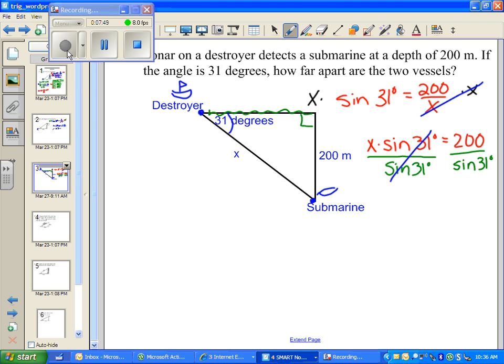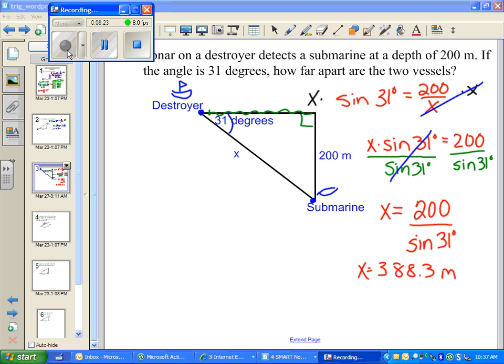What we're actually going to put into the calculator is a division problem: 200 divided by sine of 31 degrees. So let's do that together. In your calculator, type in 200 divided by, and then do your second, and hit your trig button. Sine is your very first function, so hit enter, and then type in 31, close your parentheses, and hit enter again. When we put that in our calculator, we get 388.3 meters, which is the distance between the destroyer and the submarine.